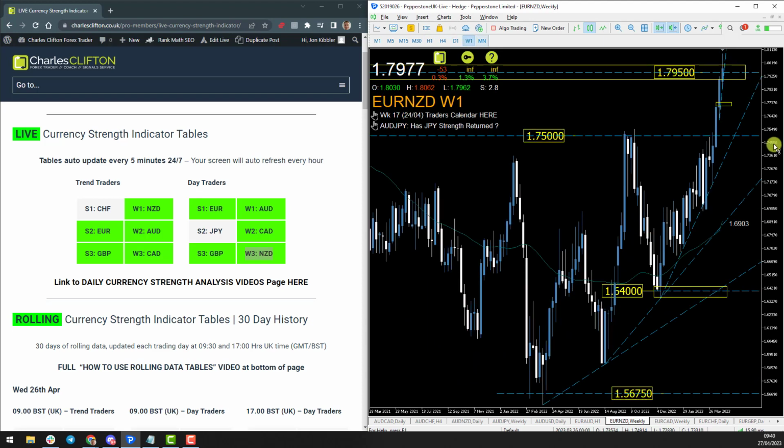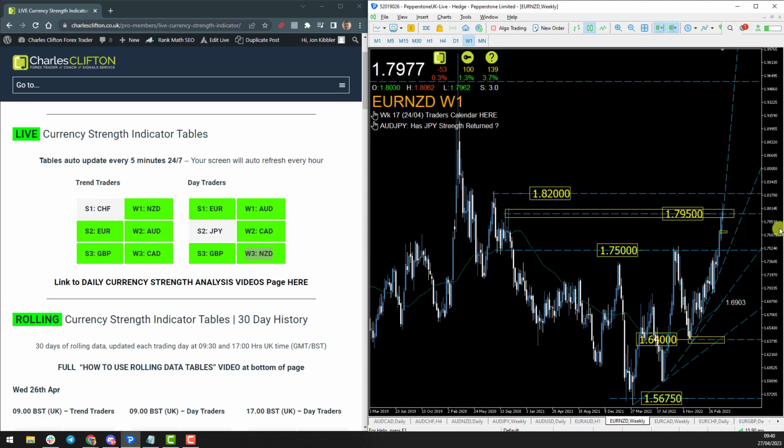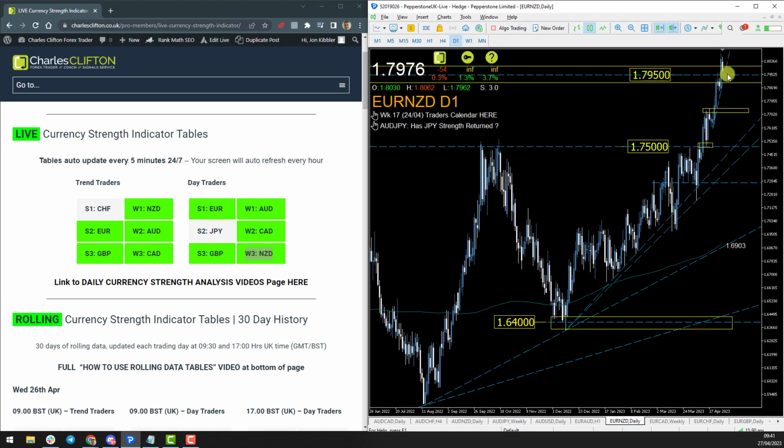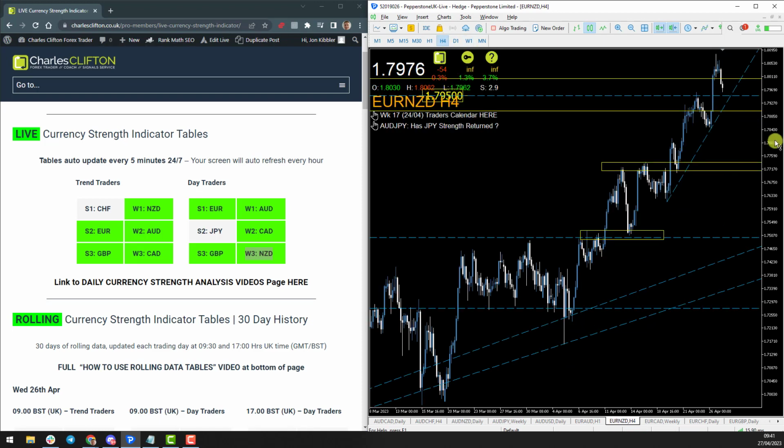So if we look at the weekly time frame first, I'm just going to zoom out a little bit. I like the weekly time frame. We have broken this 1.7950 handle, which does open the door to a move up to the 1.82. However, if we look at it from a daily time frame, we need to see if that momentum continues. Now, one thing that we can look at is the 4 hour.